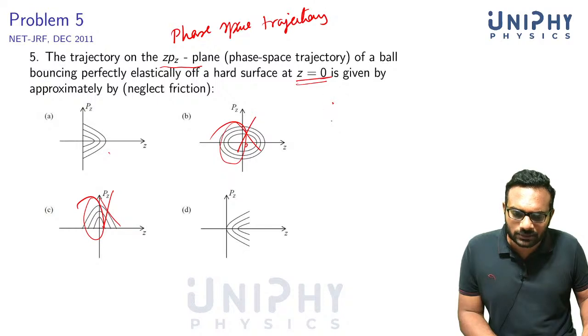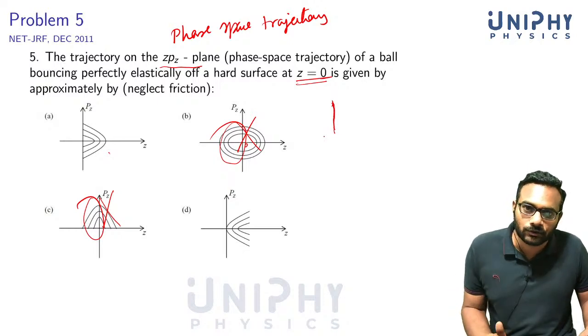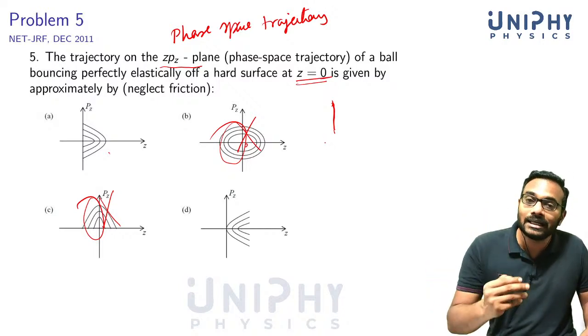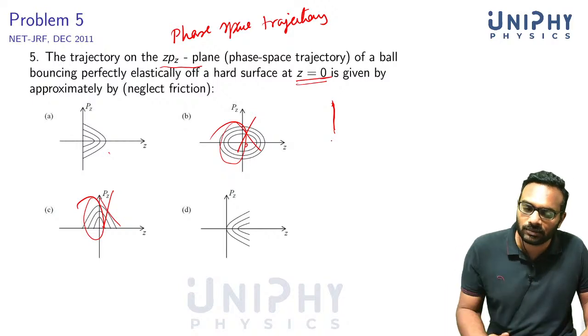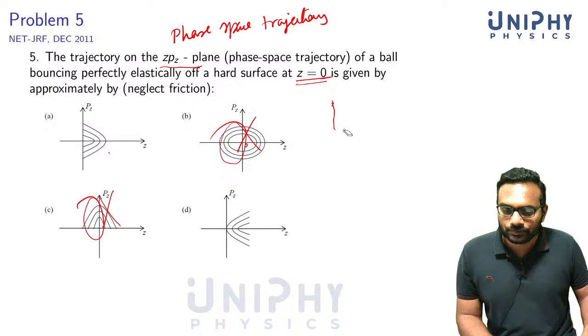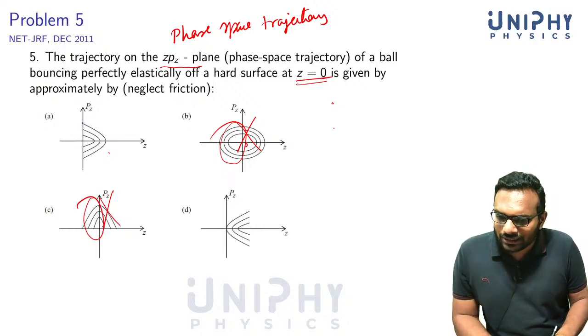The ball comes, it bounces off the ground and then it goes up, and as it goes up, the momentum decreases, momentum comes to 0, and then the ball comes down, which means that the momentum increases. So the ball bounces from the floor, it goes up, and the momentum keeps on decreasing until the momentum becomes 0 at the maximum height, and then the momentum increases in the opposite direction.